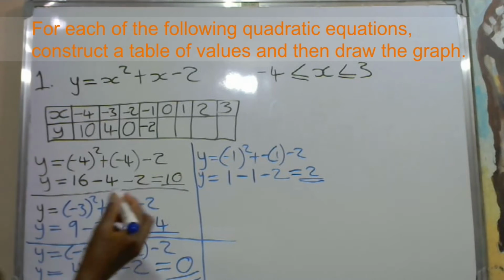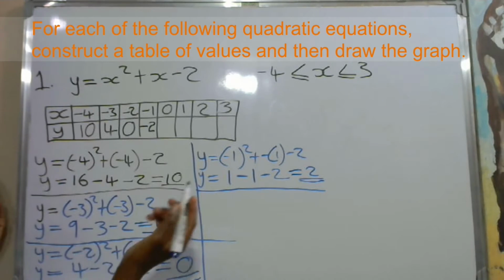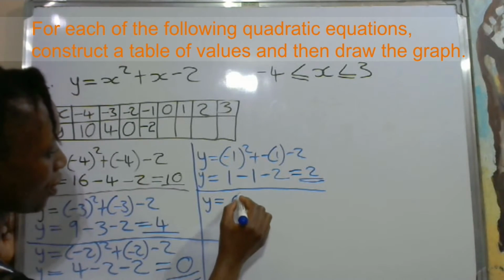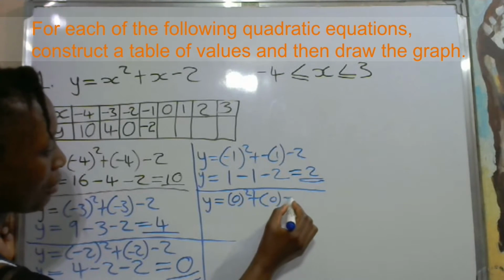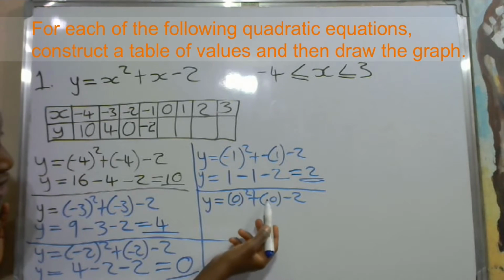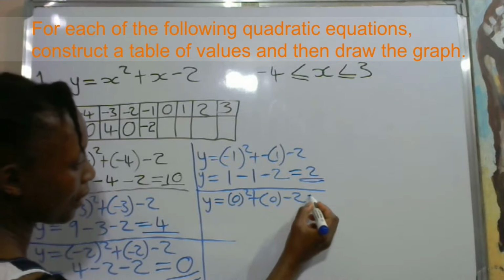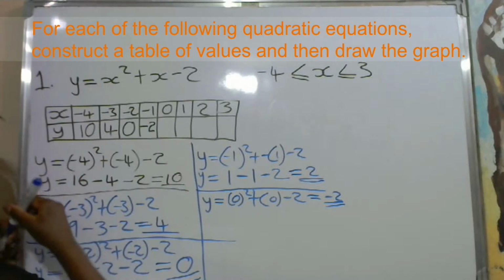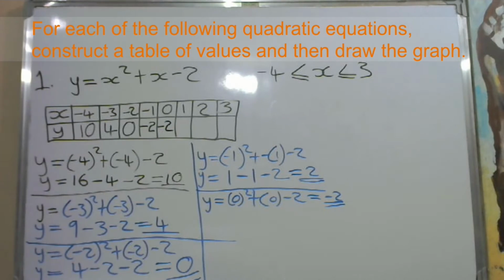Okay, so let's see now when x is 0. This one is quite simple. When x is 0, you simply get your 0 there squared plus our 0 there minus 2. So 0 squared gives us nothing still, plus 0 is nothing. So our y value there is -2. So this one gives us -2 as well.